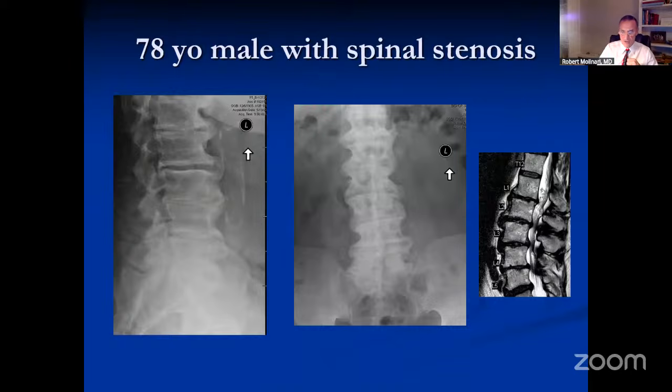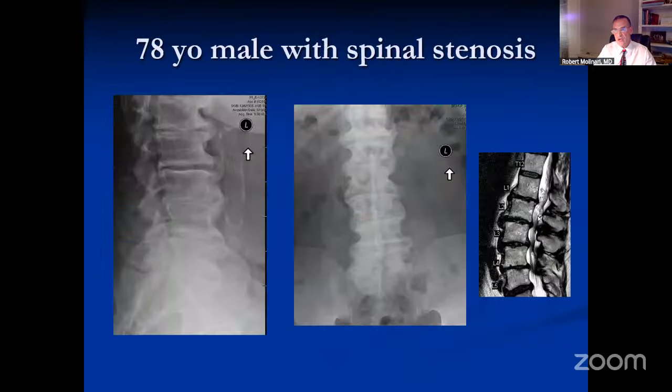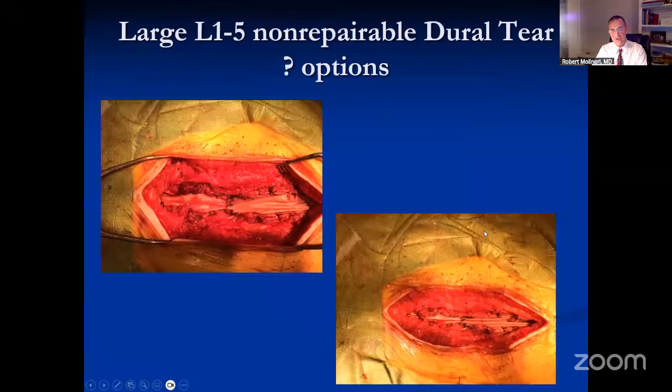Here's a 78-year-old male, severe spinal stenosis, gets the dreaded dural tear. This was the worst dural tear of my career. You can see multi-level stenosis. All this stenosis was attached to the dura. This was the biggest dural tear. It spanned the whole wound. We wound up putting in 2 grafts, 2 bovine patch grafts to seal this.